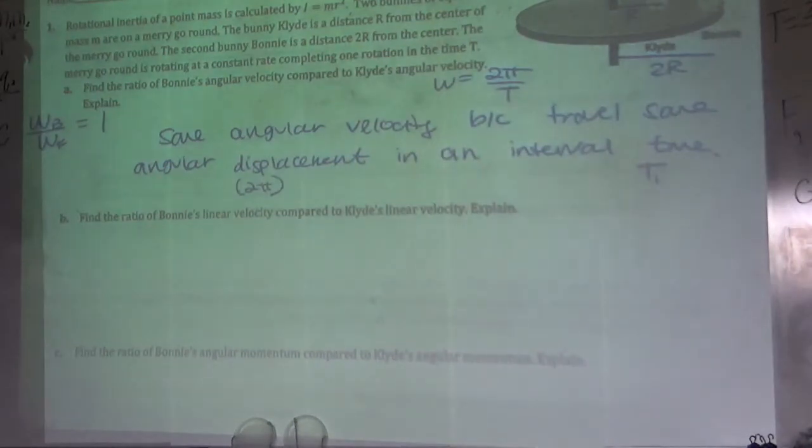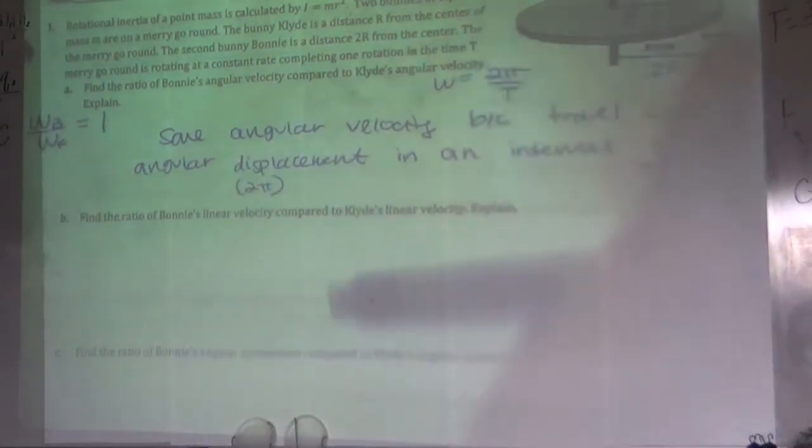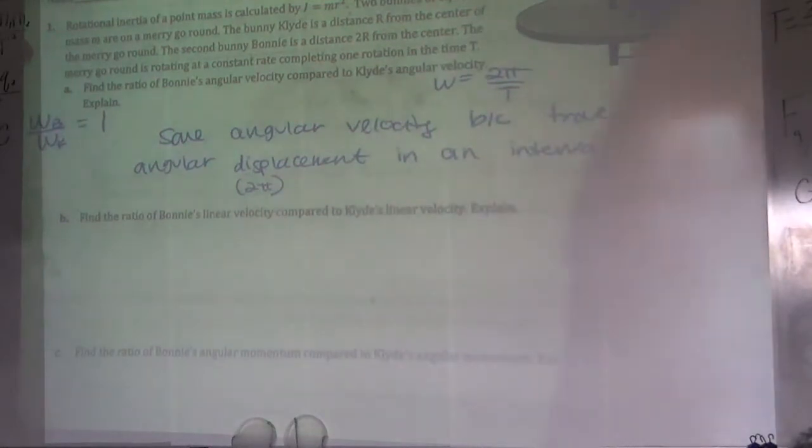The ratio of Bonnie's linear velocity to Clyde's linear velocity. So linear velocity is the rate that your distance or your displacement is changing. So they are definitely changing the same angle measure, but they are not traveling the same distance in every second. So you should be saying that Bonnie is definitely going faster than Clyde, because when Bonnie in one period travels this distance, Clyde only travels this distance, which is the same angle measure, 2 pi or 360 degrees, but not the same distance traveled, like meters.